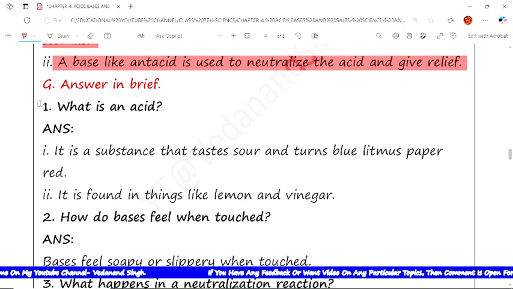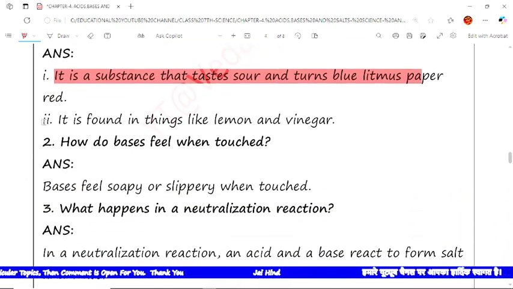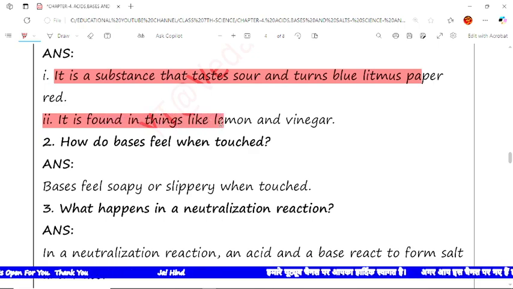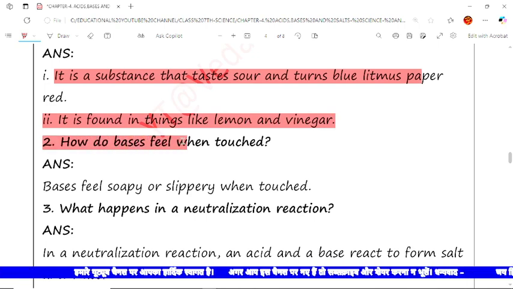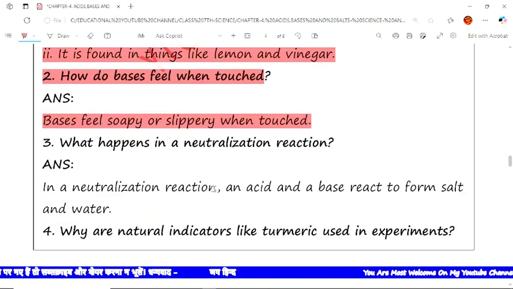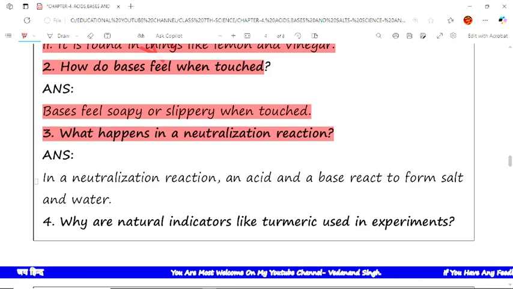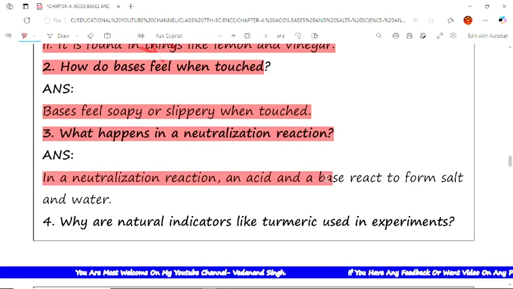The question is: what is an acid? It is a substance that tastes sour and turns blue litmus paper red. This is the first point. The second point is it is found in nature, in things like lemon and vinegar. Now the second question is: what do bases feel like when touched? Bases feel soapy or slippery when we touch them. Now the next question is: what happens in a neutralization reaction? In a neutralization reaction, an acid and base react to form salt and water.